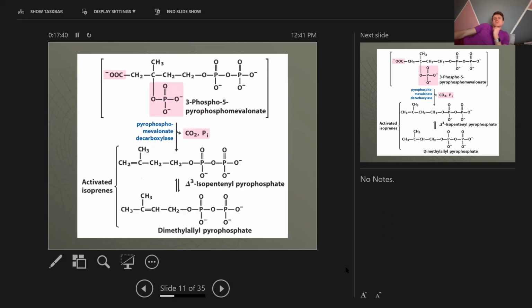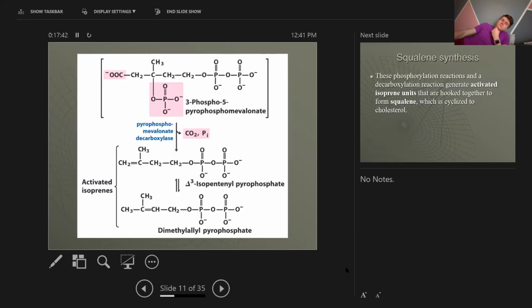Okay, then you get the activated isoprenes, isopentenyl pyrophosphate. So you lose the CO2, you lose the inorganic phosphate, two very good leaving groups, one very stable, one capable of extensive resonance structures that stabilize it. And you get these structures where this double bond will flip this way, that way: isopentenyl pyrophosphate and dimethylallyl pyrophosphate. And these are your activated isoprenes.